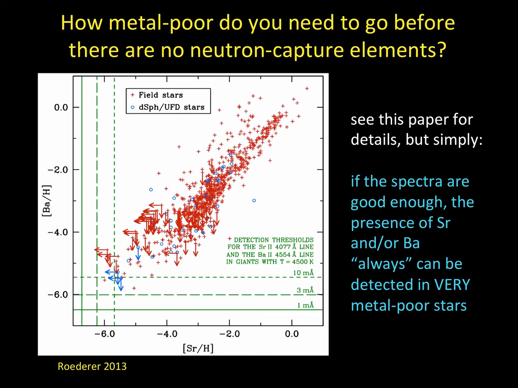Given good enough spectra, good enough signal, good enough resolution, they're always there. They may be very small abundances, but they are there in extremely metal-poor stars. The galaxy did this right away. That's the takeaway message there.